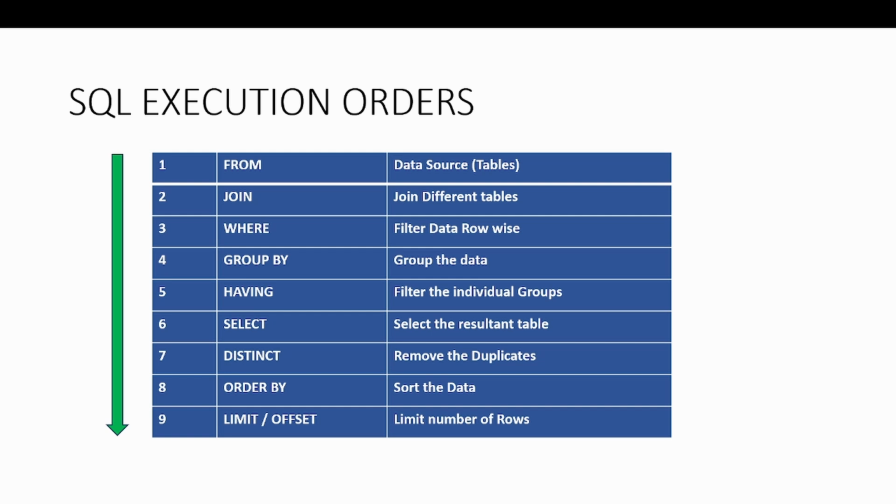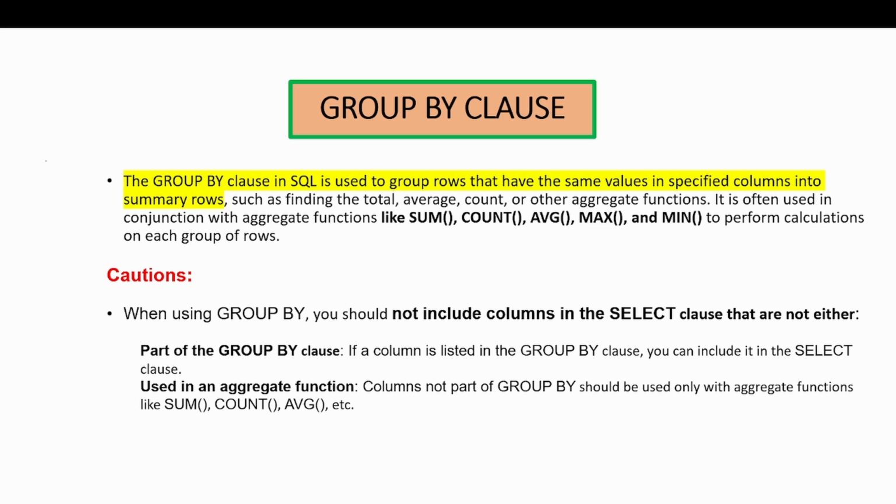After selecting the data, we can remove duplicate rows. We can sort the table based on some rows, and then we can select top 10 rows using limit and offset. Coming to group by clause. Group by clause in SQL is used to group rows together based on certain column values, and it helps us to perform certain calculations on each group. Like we can get minimum value from each group, maximum value, we can get average value from that group, we can get how many unique values are there in each group, we can get total values from that group.